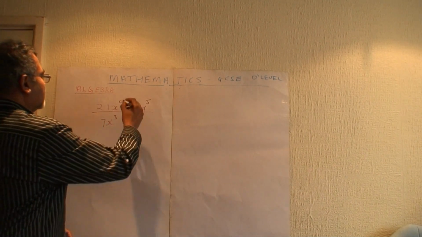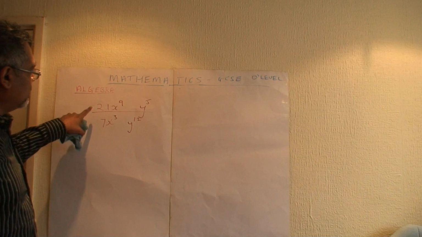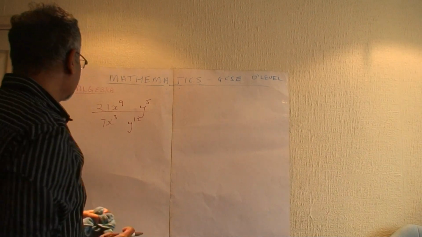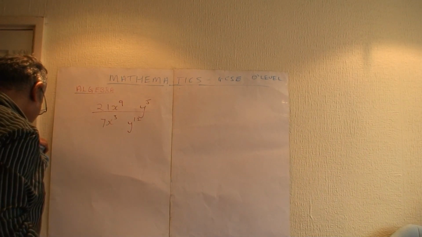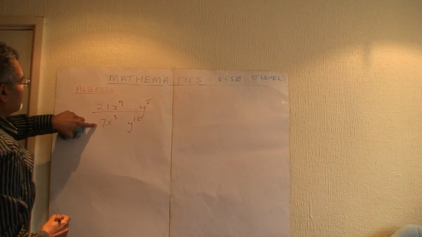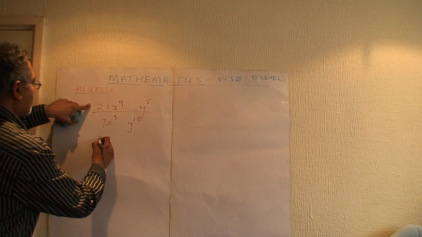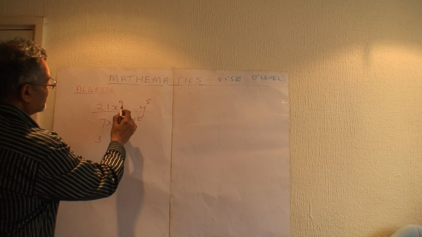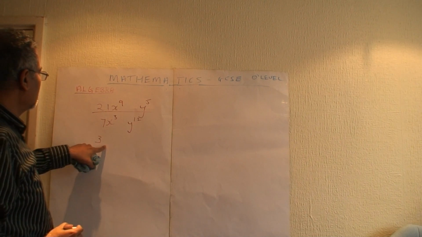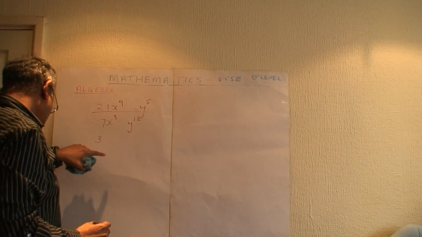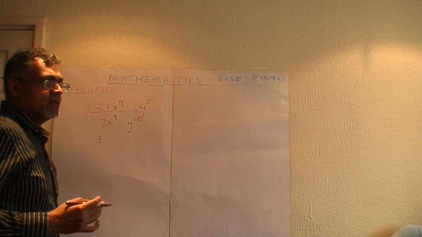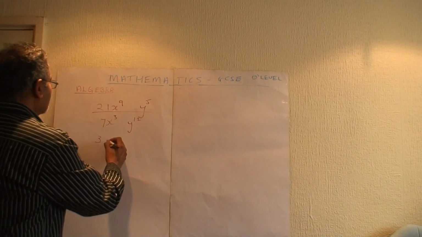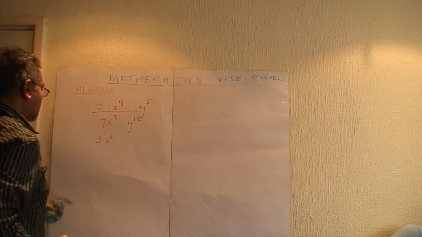Okay, so how do you solve this one? This is division. So we try to divide the like variables. 7 into 21 is 3. Okay, we have x to the 9th power divided by x to the 3rd power. When we divide that, we subtract the powers when you divide. So that will be x to the 6th power.